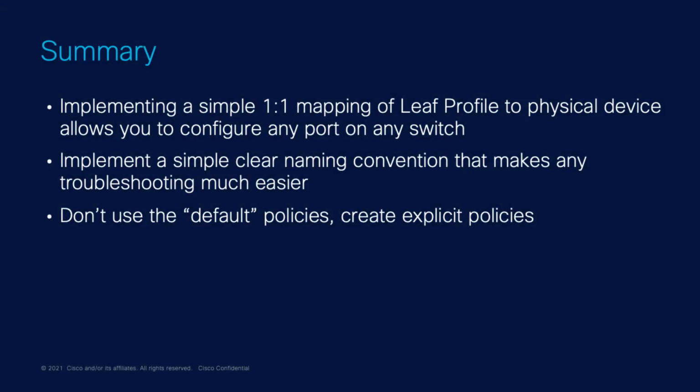So just to wrap up, if you want to configure the interfaces on your ACI fabric in the simplest, easiest, and most flexible way possible, I would strongly suggest creating a one-to-one mapping between the leaf profile definition and the physical switch. This will allow you to configure any port on any switch for any attached device. I'd also strongly recommend adopting a simple, clear naming convention for all the different policies that are used on the network. Don't go with the default policies that are called default, because that doesn't really help when you come to troubleshoot.